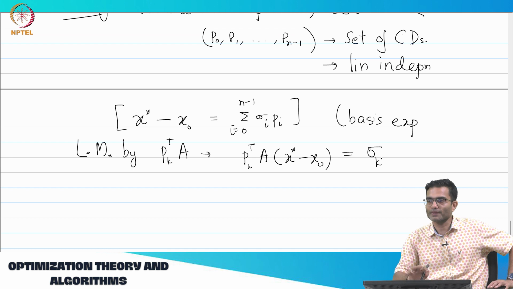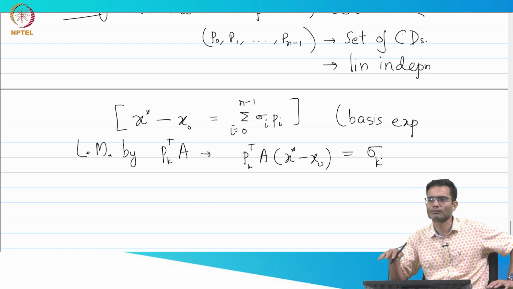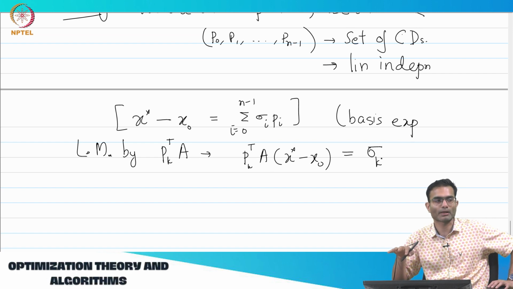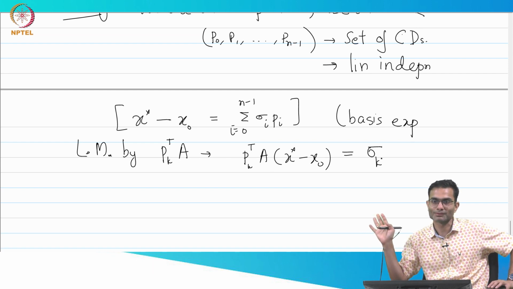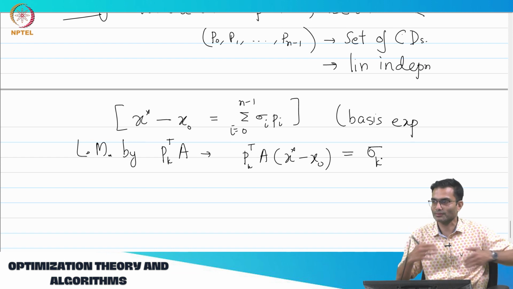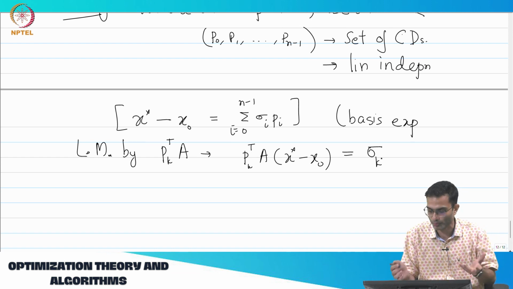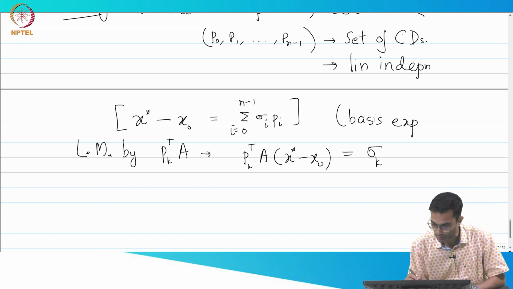Okay. By the way, is this a useful way of calculating sigma k? Common sense answer. Look at the expression. Is it useful? No, because I don't know x star. If I knew the solution, why should I do all this? This is just a way of manipulating the expression. I obviously don't know x star, so I cannot evaluate sigma k this way. Okay.